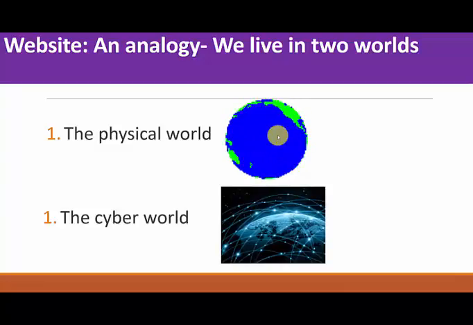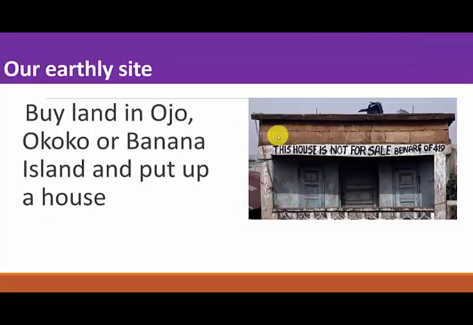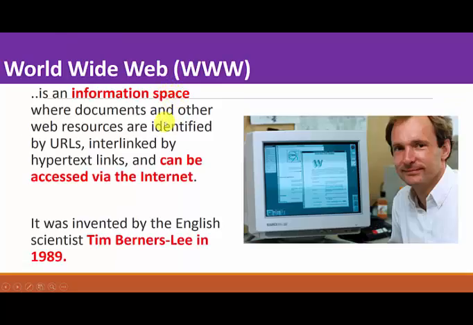We're looking at these two worlds, the physical world and the cyber world. Let's look at our physical world. In the physical world, you have a site. So I'm going to my site. You go buy land in Ojo, Kokomaiko, or Banana Island, or wherever to put up a house. So you are talking about a site on this planet Earth. Now, you can also have a site if, for instance, you don't get a housing loan from the Lagos State government. You just go and get your site, go and build a house on the web. That's by way of a joke, though, but you can still do the two.